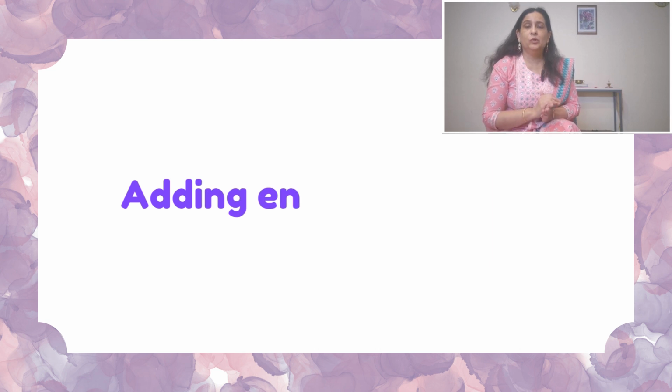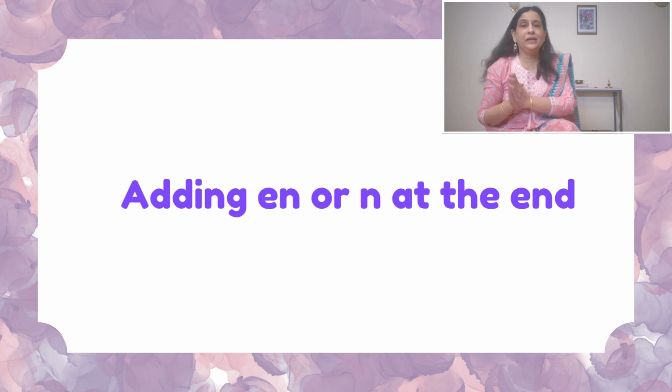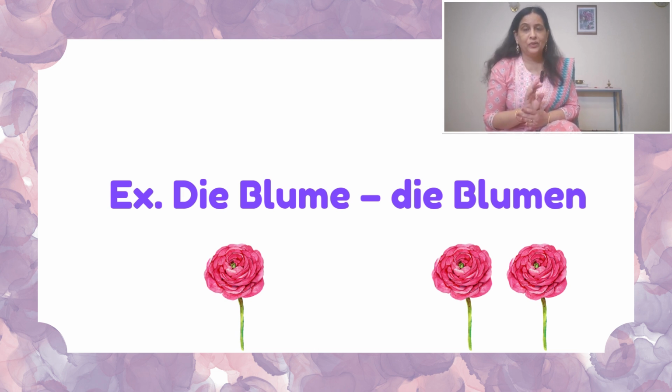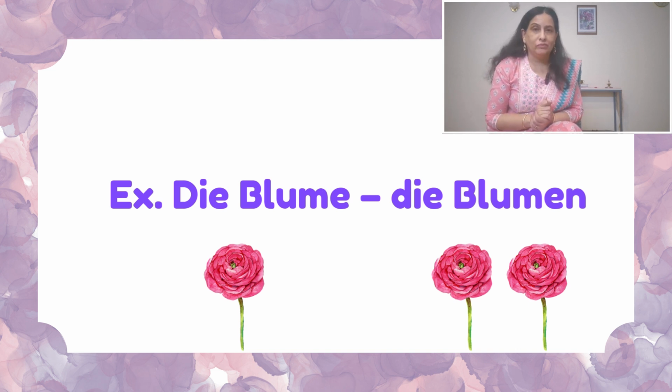Then there is one more way, adding en at the end, or just n. Suppose at the end of the singular noun there is an e, then we just have to add n at the end. For example, there is a feminine noun called die Blume, meaning the flower. The plural form of this will be die Blumen, the flowers. We are adding n at the end of the noun. So this is again one more way.